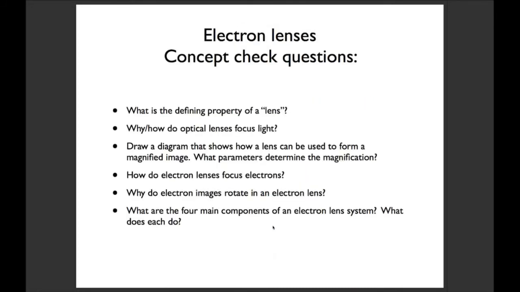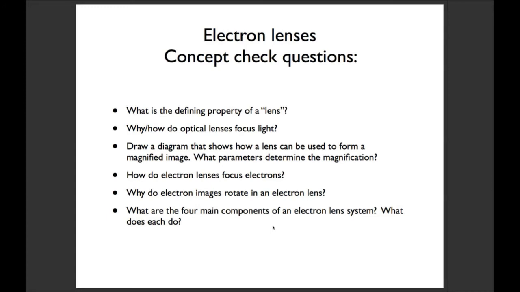We can make this a little bit more interactive if you want. What is the defining property of a lens? Anyone? They focus your radiation source. How do optical lenses focus light? By refraction. They bend the photons within the glass, and then bend them to the imaging plane.